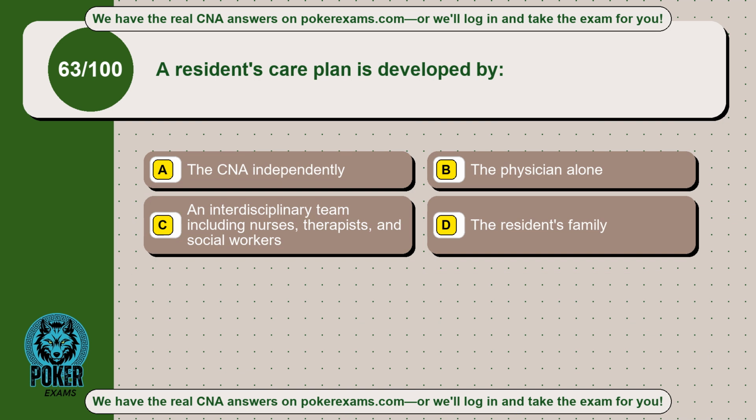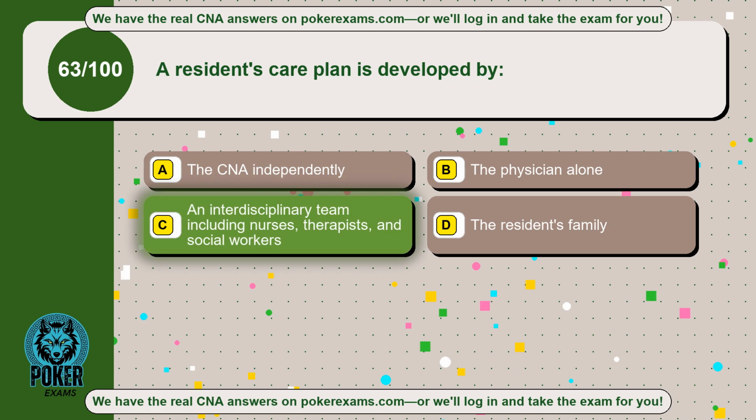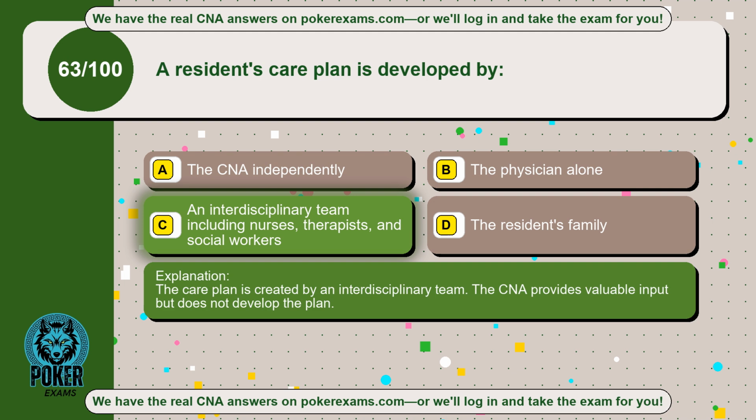Question 63. A resident's care plan is developed by: Option A. The CNA independently. Option B. The physician alone. Option C. An interdisciplinary team including nurses, therapists, and social workers. Option D. The resident's family. The correct answer is option C. An interdisciplinary team including nurses, therapists, and social workers. The care plan is created by an interdisciplinary team. The CNA provides valuable input but does not develop the plan.